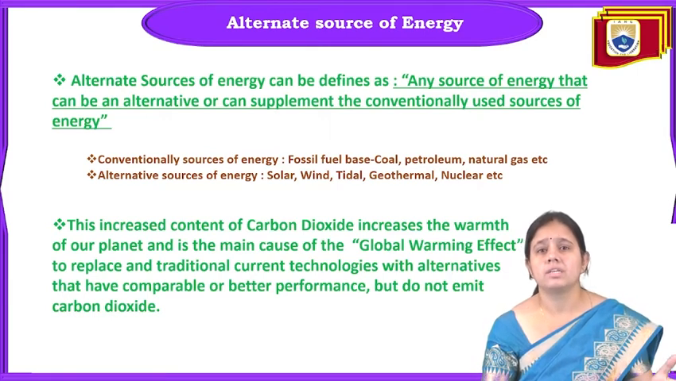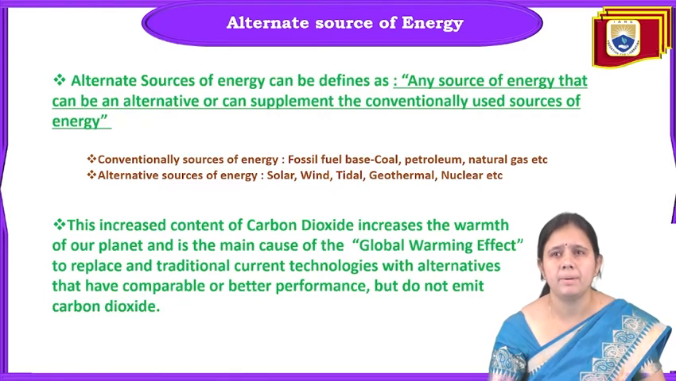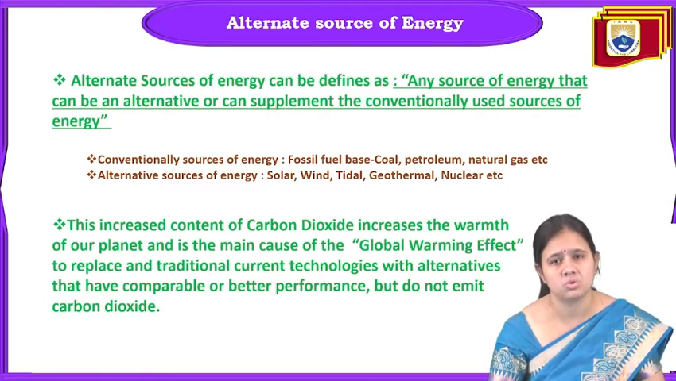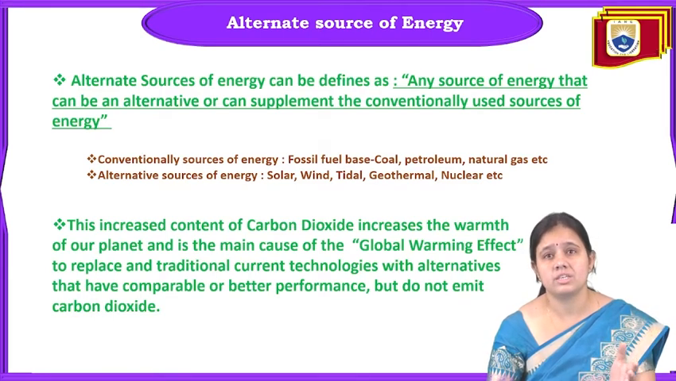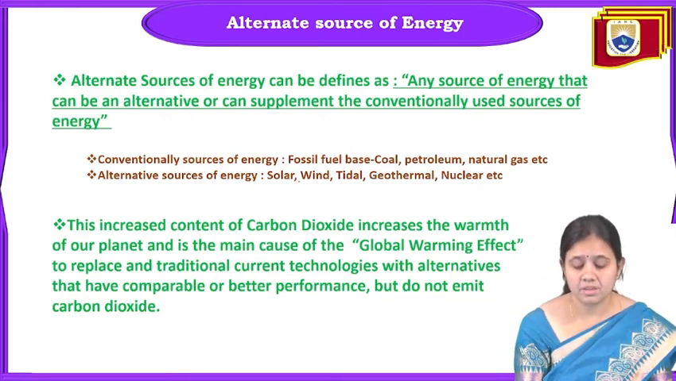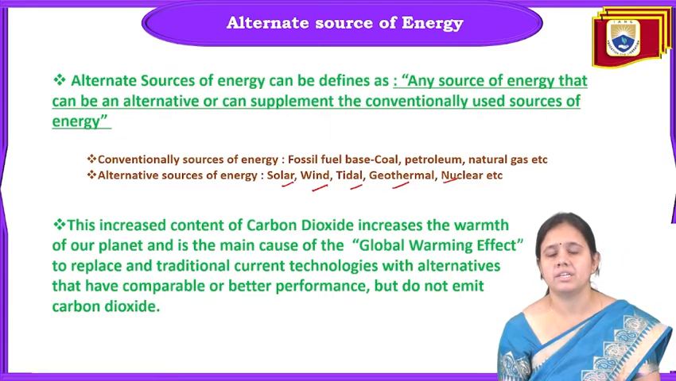What does it mean by alternate energy resource? We can define it as any source of energy that can be an alternative and can supplement the conventionally used energy resource. That is called an alternate energy resource. Means those sources of energy that can be an alternate for the conventionally used sources of energy. Examples of alternate sources of energy are solar, wind, tidal energy, geothermal and nuclear. These are examples of alternate energy resources, which we can use alternatively in place of the conventional source of energy.